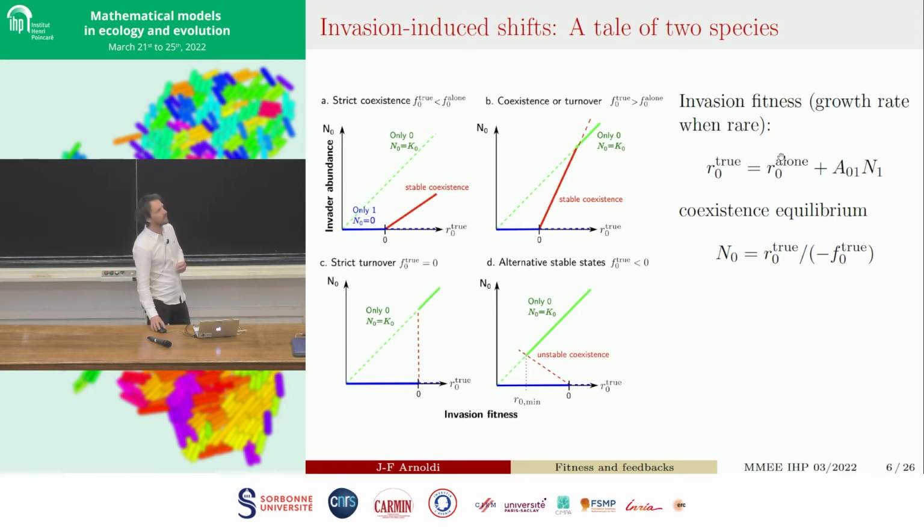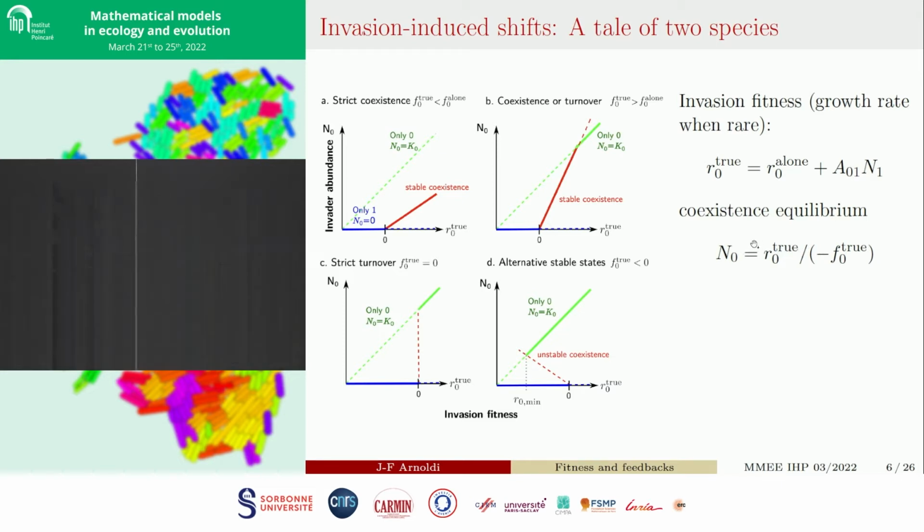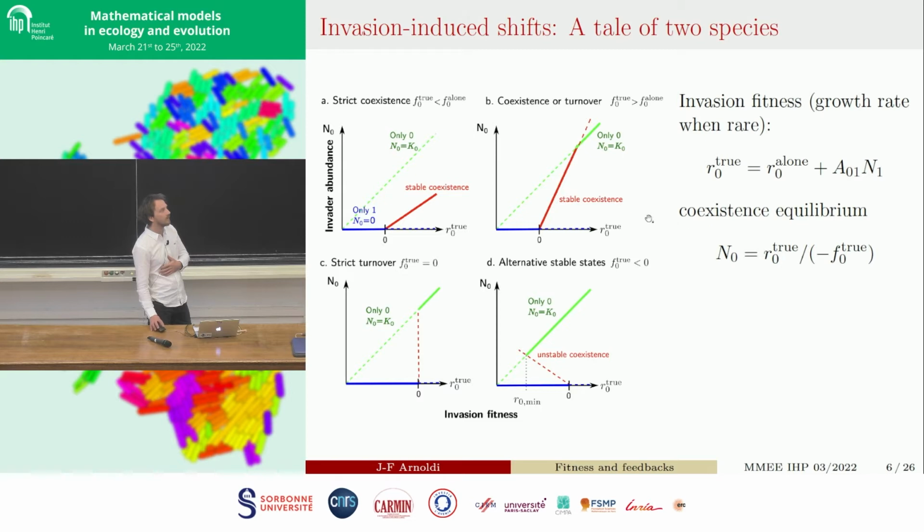So the important object here is the growth rate when rare, or the invasion fitness. It's the intrinsic growth rate that is reduced by the competitive effect of the resident. If you write down the coexistence equilibrium, where the index 0 represents the invader, you can look at the abundance at which the invader settles in. And you see that it's proportional to its invasion fitness.